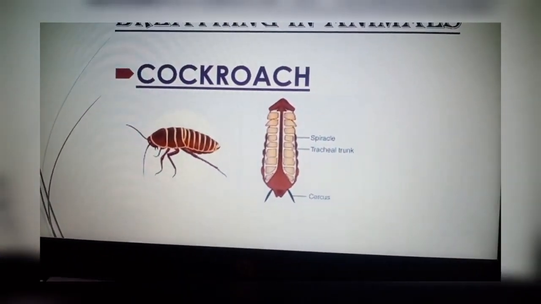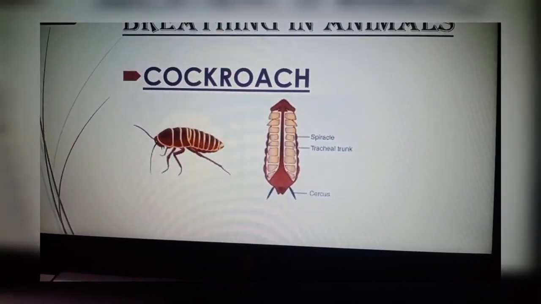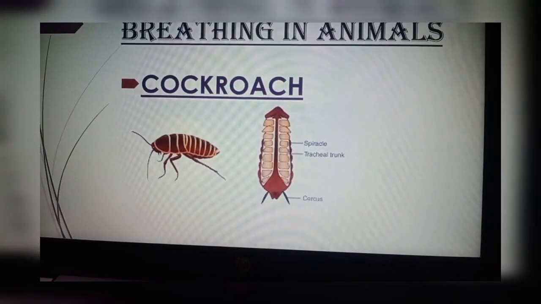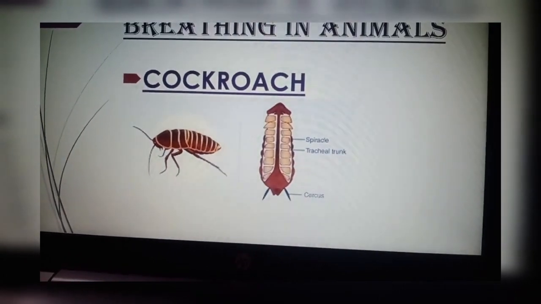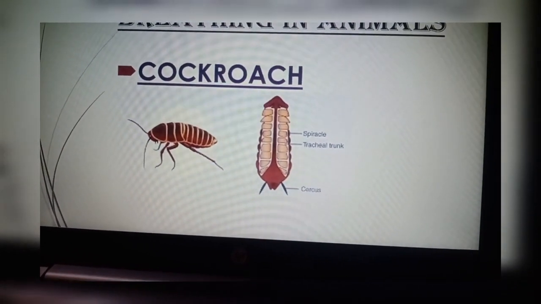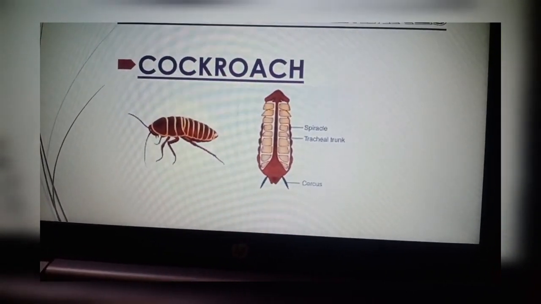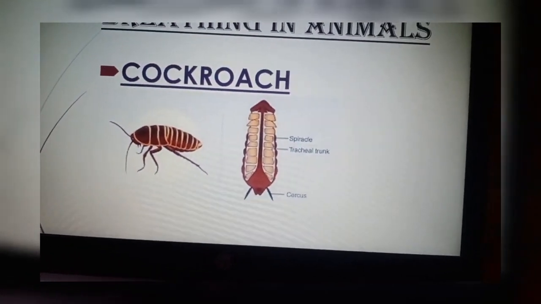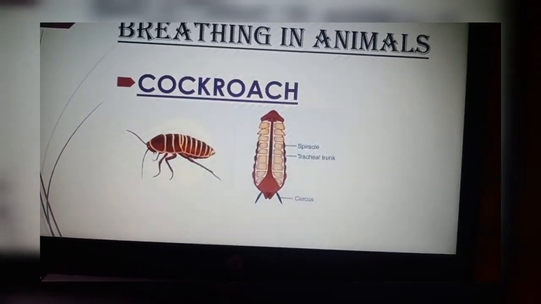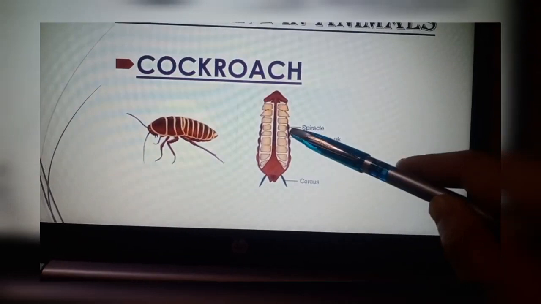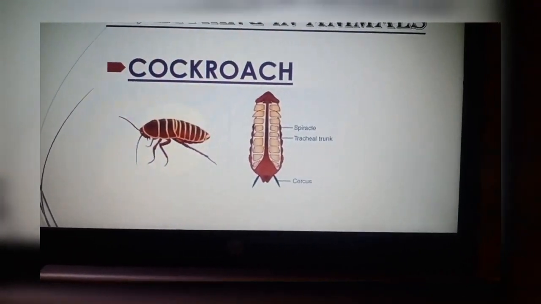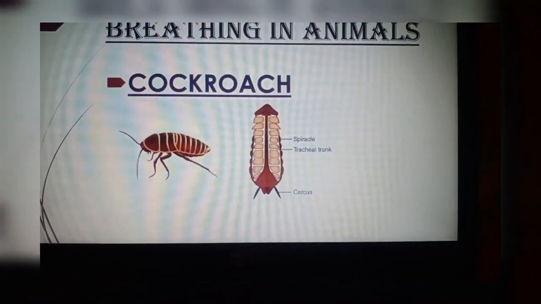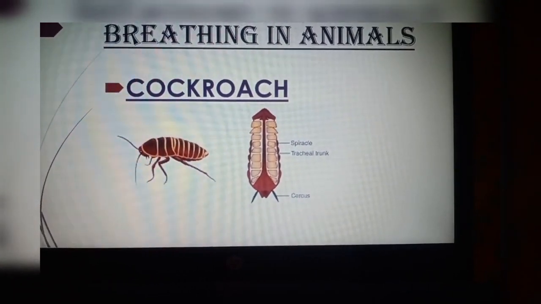So the main breathing organs in insects are spiracles and trachea, and through these oxygen enters into its body. It moves all throughout its body, and the waste carbon dioxide gas is taken out of the body through these tracheas or spiracles again. So in insects, the breathing organ is spiracle or trachea.